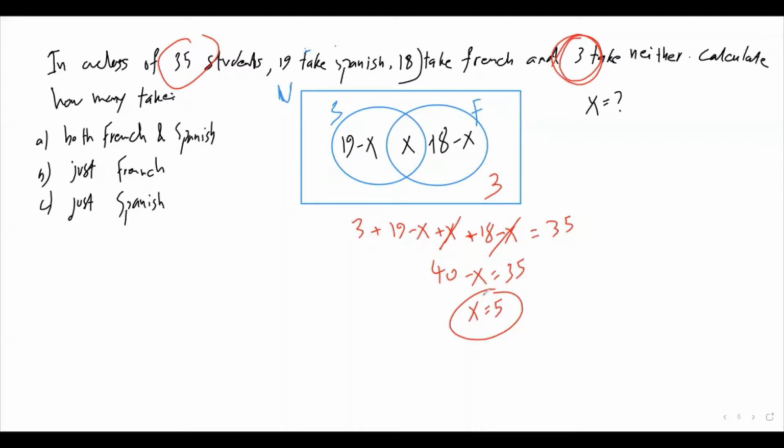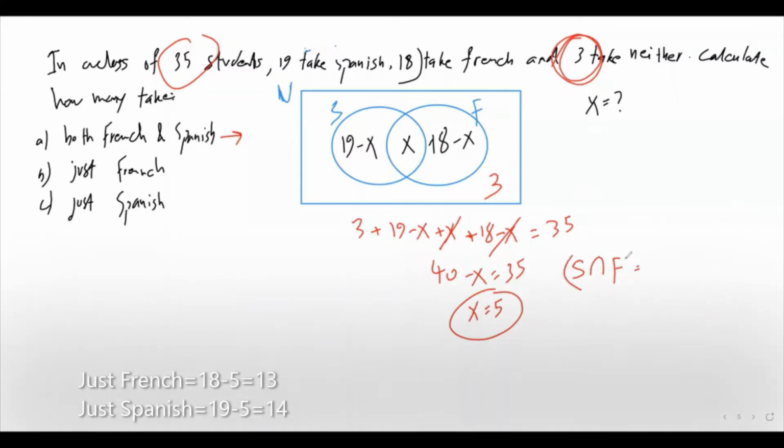And that would be the answer for A. If you want to use a notation, that would be a professional thing to do. You say S intersect F, and if I put 5, this doesn't make sense, guys. Even if I do this, this doesn't make sense either. We're talking about the number of students. So put this in a bracket and put n in front of it. So this is the number of students who are taking both subjects, and the number is 5.